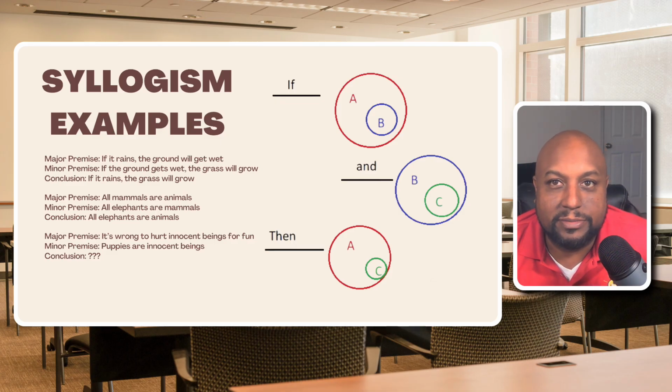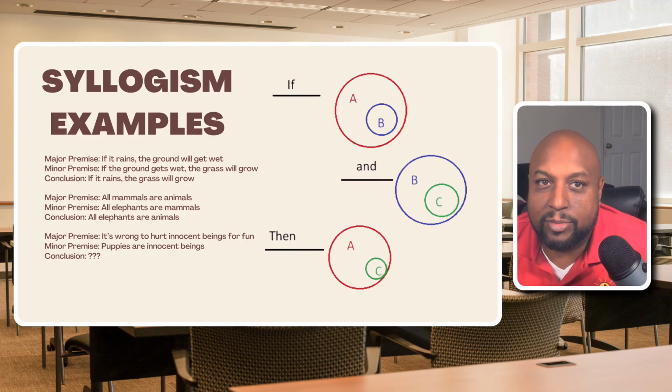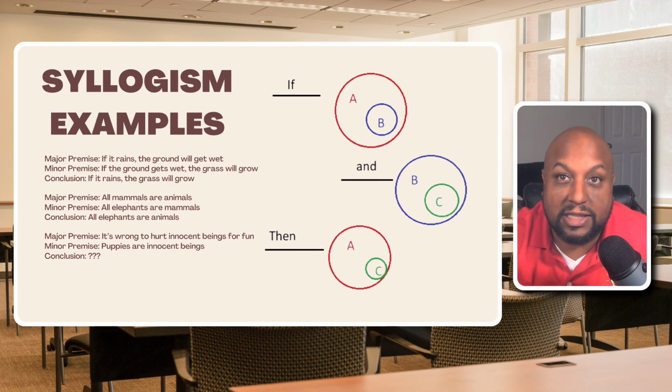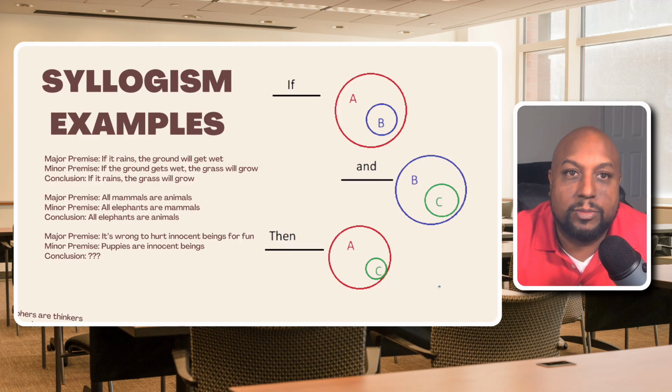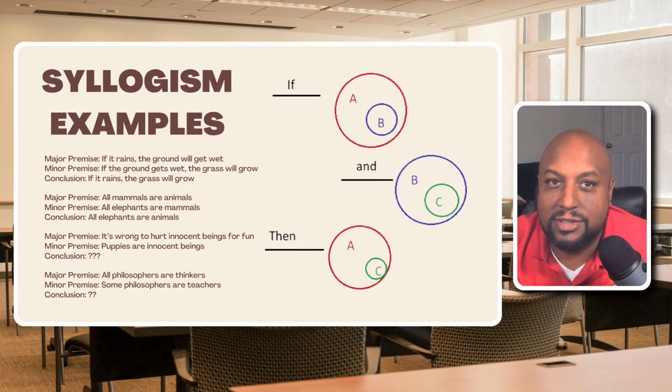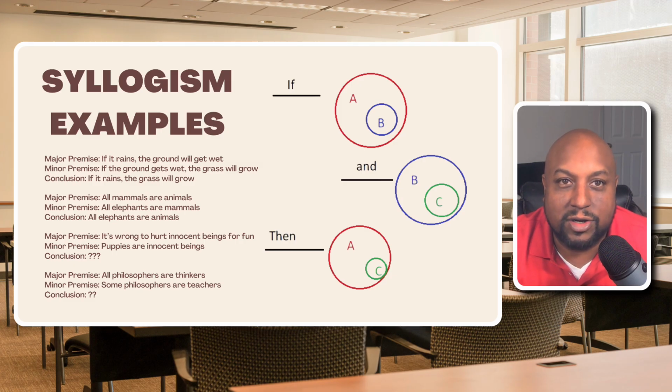So let me ask you this one. And if you're watching this with a friend, then maybe pause it and try to come up with the answer. The major premise: it's wrong to hurt innocent beings for fun. Right? Minor premise: puppies are innocent beings. So then what's our unavoidable conclusion there? And of course, it's that it's wrong to hurt puppies for fun. That would be the conclusion, the logical conclusion. It's got to follow, right? So you want to use the same terms. You want to use them in the same way. You want to draw the conclusion from the statements that are made. Here's one more with a blank conclusion. Major premise: all philosophers are thinkers. Minor premise: some philosophers are teachers. All right, so what's our third thing here?